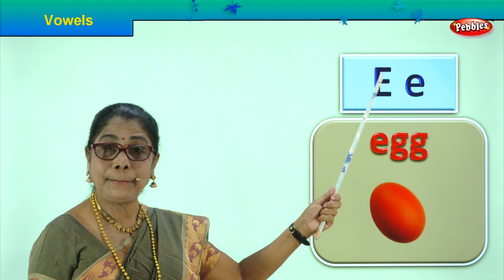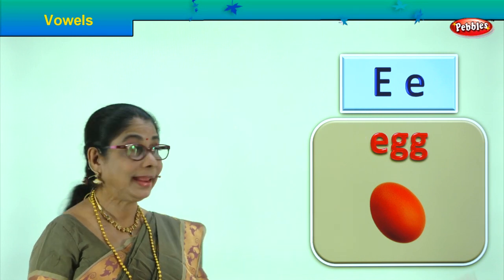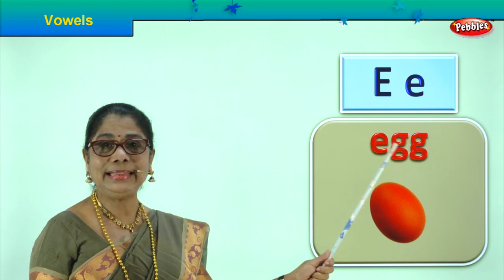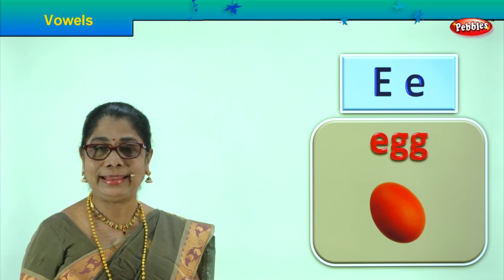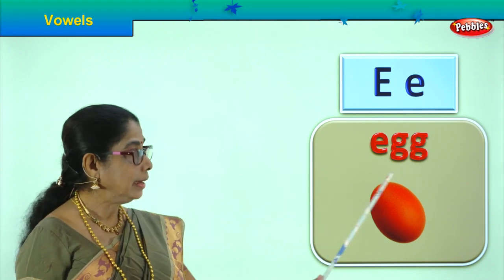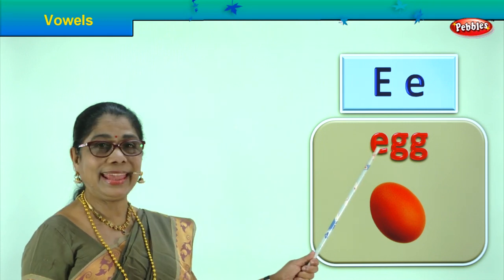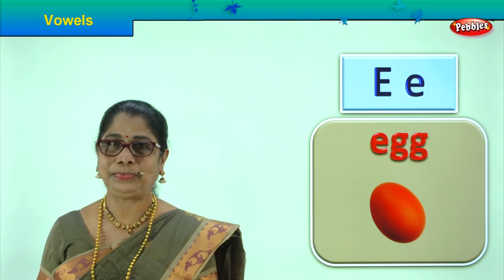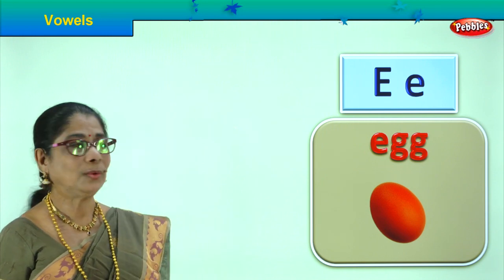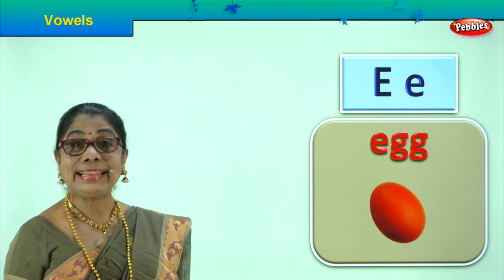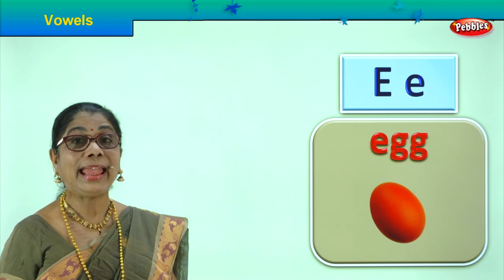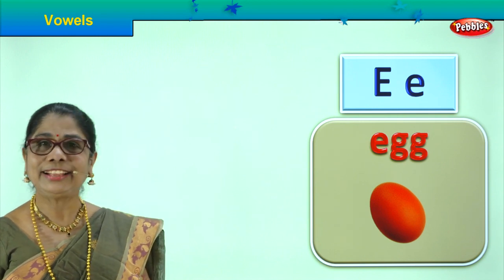Letter E, big and small. Egg. E-G-G, egg. What is this? Nice big brown egg. Egg. What is the first vowel here? E. Egg. Good.